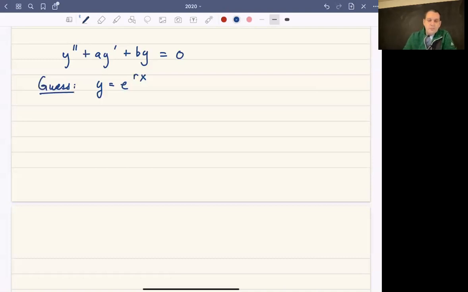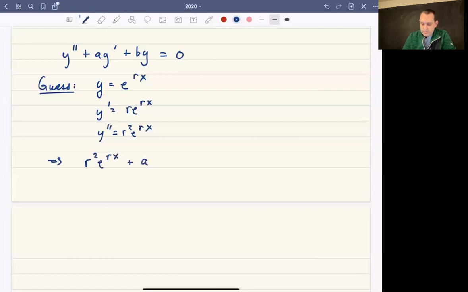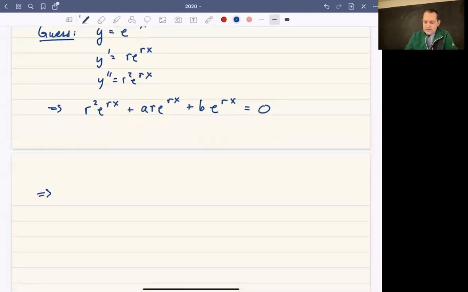So what I want to do is compute y prime and y double prime. Y prime is, of course, r e to the rx. Y double prime is r squared e to the rx. And then I'm going to plug this back into the differential equation. When we do this, our differential equation becomes r squared e to the rx plus a times y prime, which was r e to the rx, plus b, which was e to the rx, equals 0. And of course, we can factor out an e to the rx from the left side, and then divide both sides by that. And we're left with this equation.